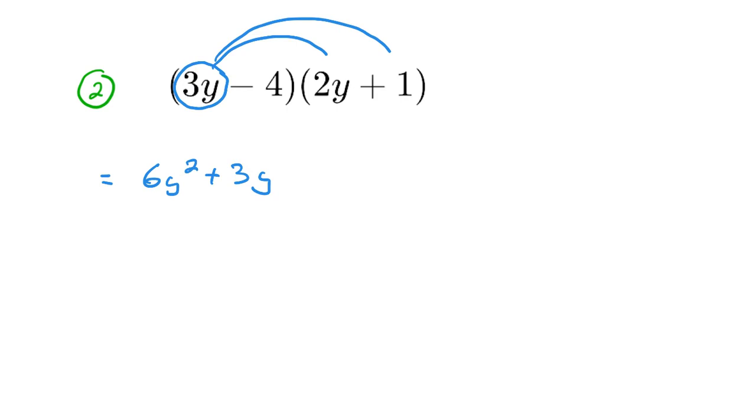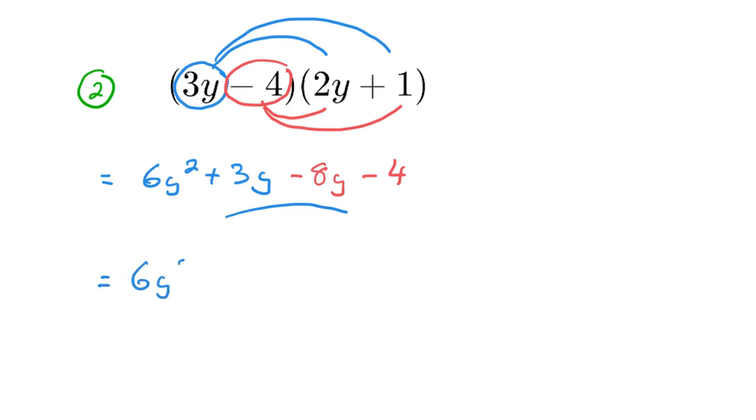You take the second term and distribute that into the second bracket. So that becomes negative 8y and negative 4. The like terms are already collected, so we're going to simplify, and this is the result.